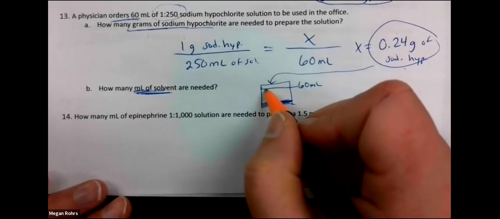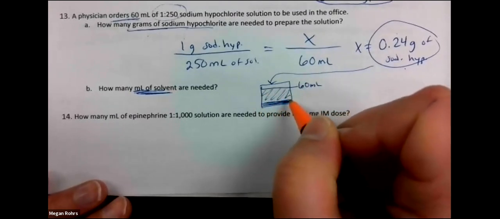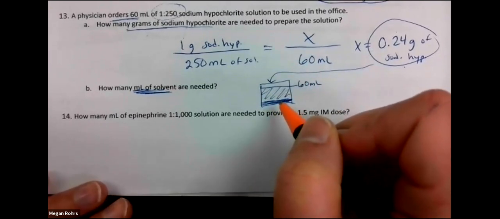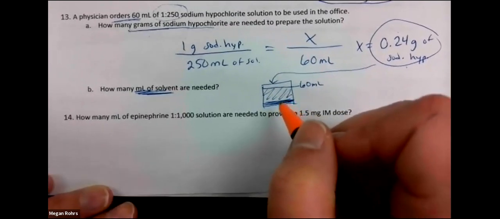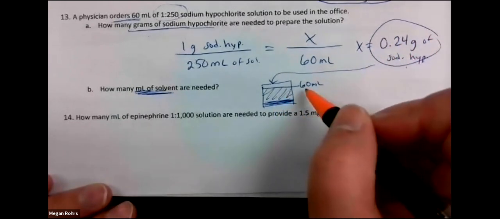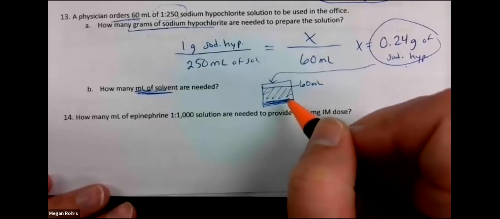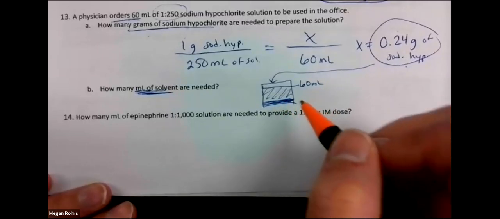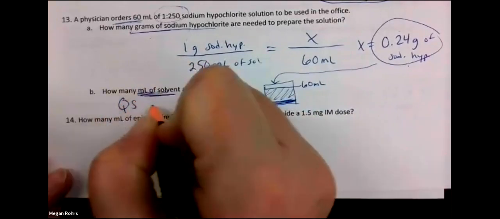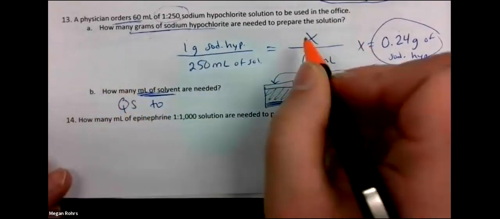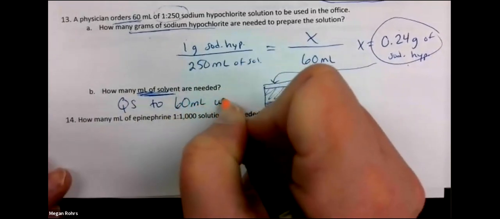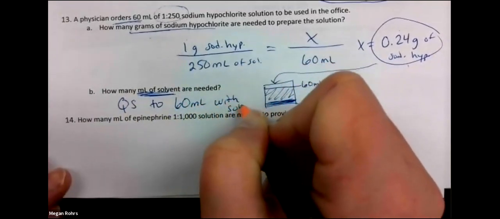So I cannot determine how much solvent I actually will be adding into my container. So in that case where we cannot determine that, because this is in grams, my total is in mils, this is where we would use the QS. Okay, so we would say QS to our total volume, so QS to 60 mils with solvent.